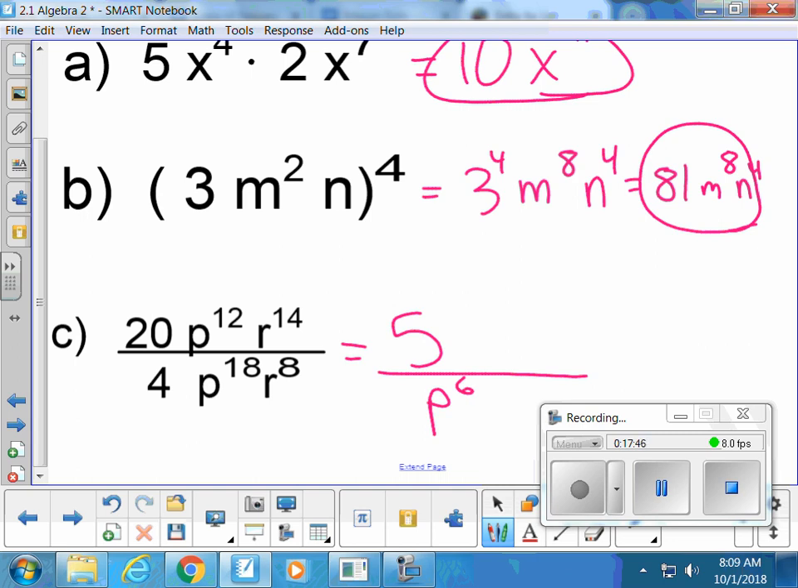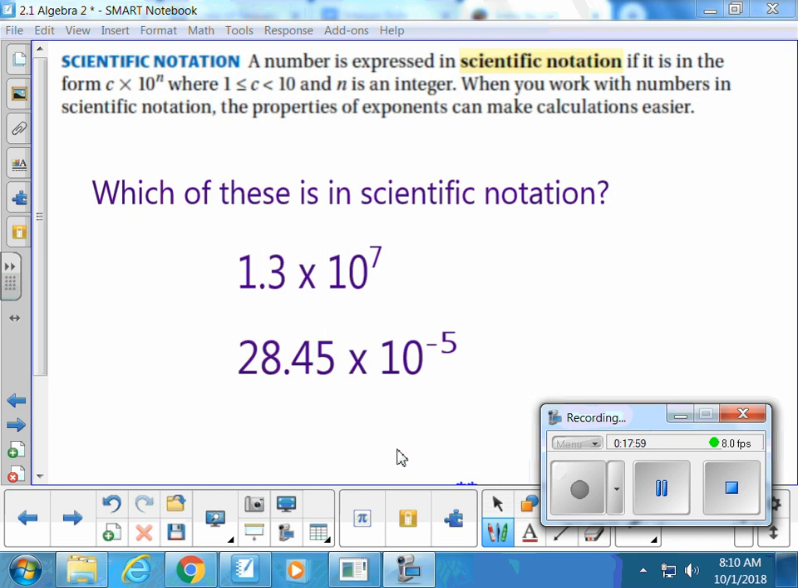All right, what about our r's? Where's the bigger one live? In the numerator. So you'll do 14 minus 8. Get 6, so r to the 6 will live in the numerator. Okay. Doing the top one.